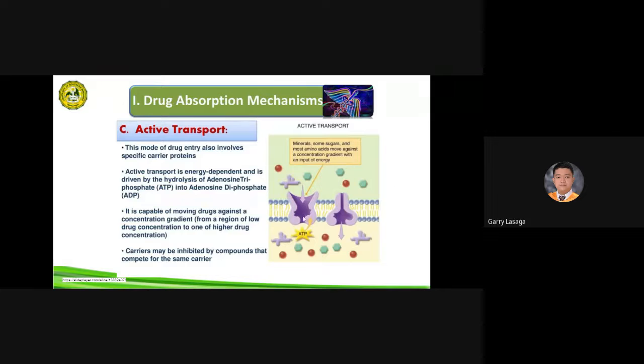So this is an example of an active transport mechanism whereby molecules such as minerals, sugar, and most amino acids are being transported. They move against their concentration gradient, and this particular type of mechanism requires the utilization of energy, in the form of ATP.